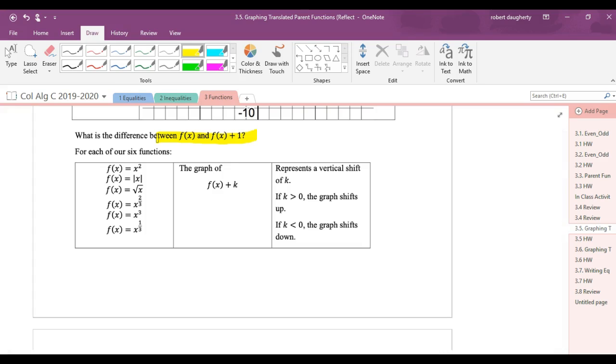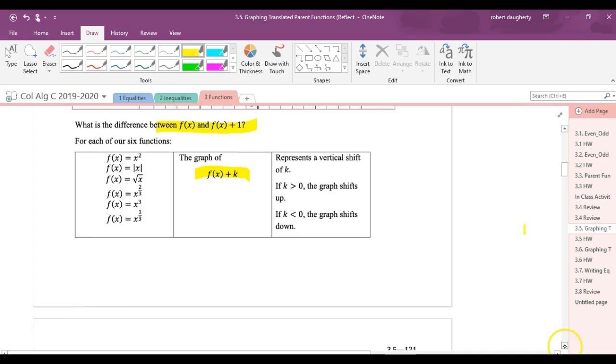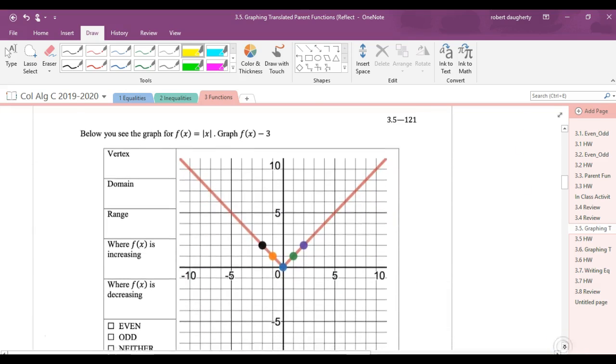So all of these 6 functions that we just graphed, I can ask you to graph f of x plus k, okay, where k is just some number. If it's a positive number, it's moving the graph where? Up. If it's a negative number, it's moving the graph down, okay? So that is a translation that we can now do for each of these functions.